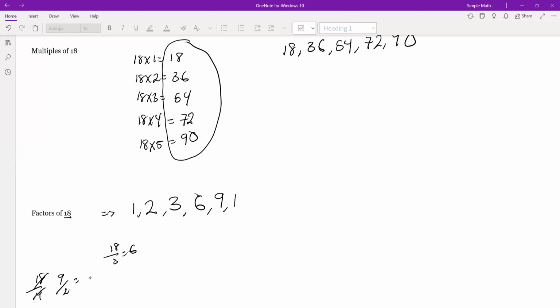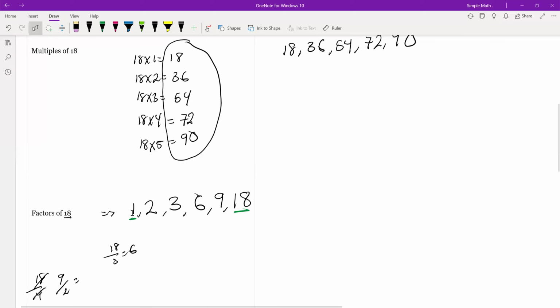And the next one is 18. You can see that usually when you consider the factors of numbers, you have 1 and the number itself always there, and then other factors. Okay, so the factors of 18 are 1, 2, 3, 6, 9, and 18.